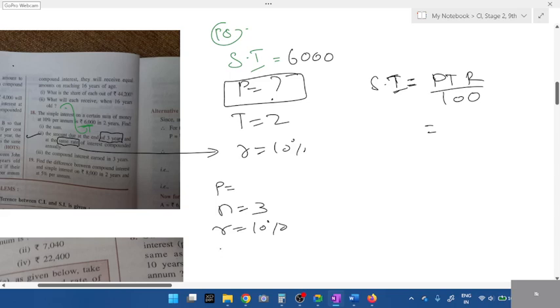What do you need to find? We need to find amount, right? Not compound interest, amount. Using which concept? Using amount formula. Understood how to solve 18th one? Completed. Okay, all right.